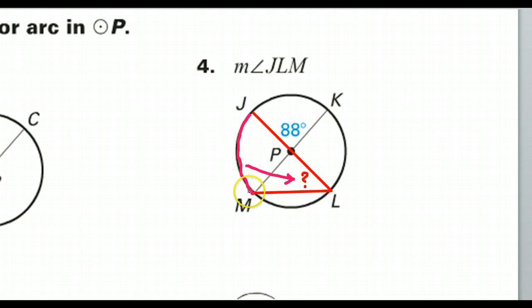So I switch my brain and I think, okay, fine, what's this arc? How could I find it? Well, then I think, well, okay, this is a semicircle over here. Wow, that's big.